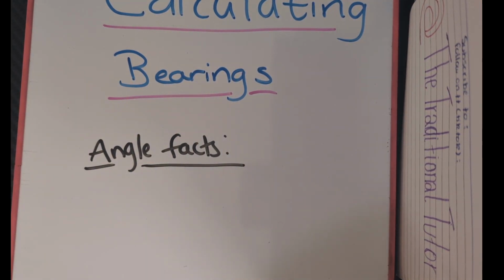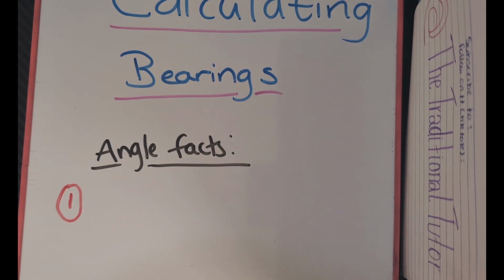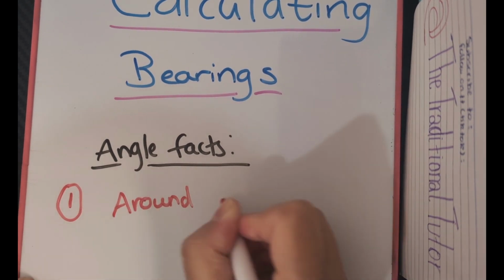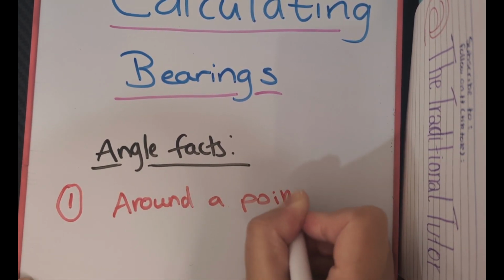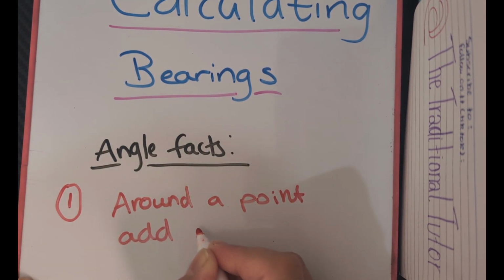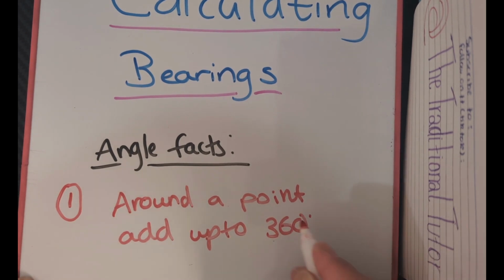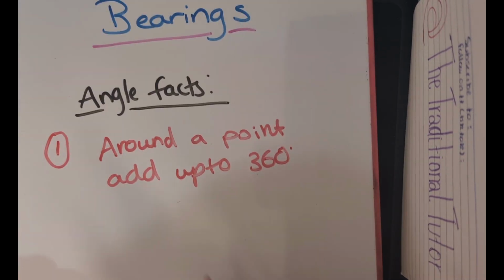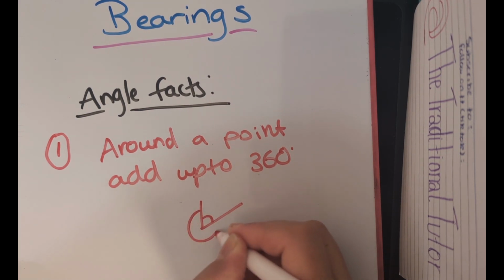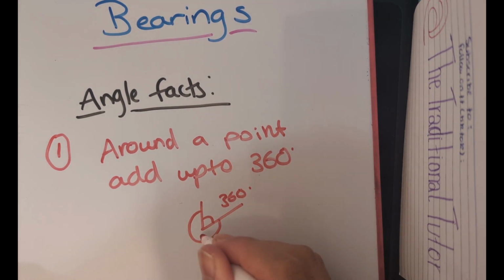The first angle fact, which is quite important, is that angles around a point add up to 360. By that we just mean, for example, if you've got this angle here and an angle here, they're both going to add up to 360 degrees altogether.